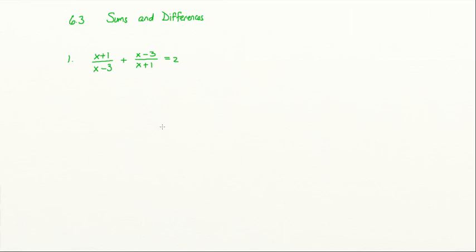6.3 Sums and Differences of Rational Expressions. This begins on page 205. I'm going to start on page 208, question 1, which is a true or false question.